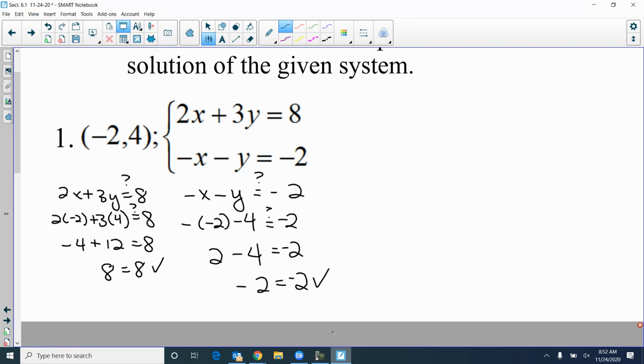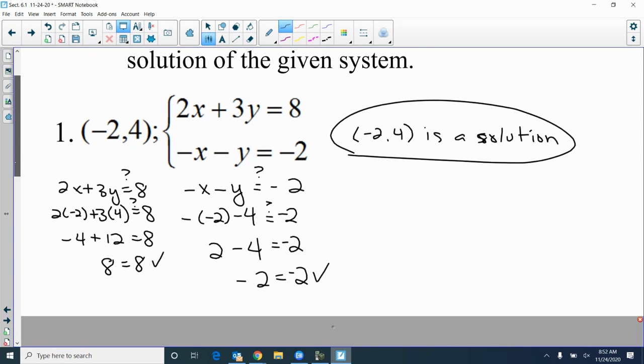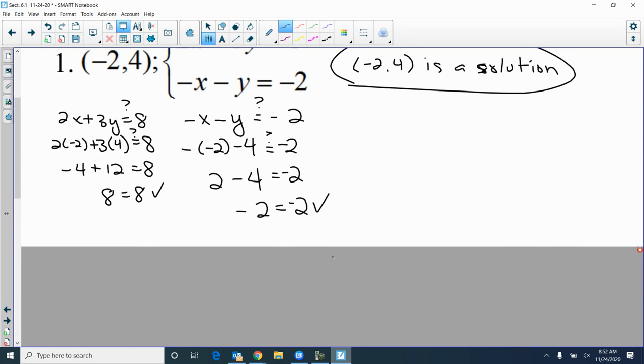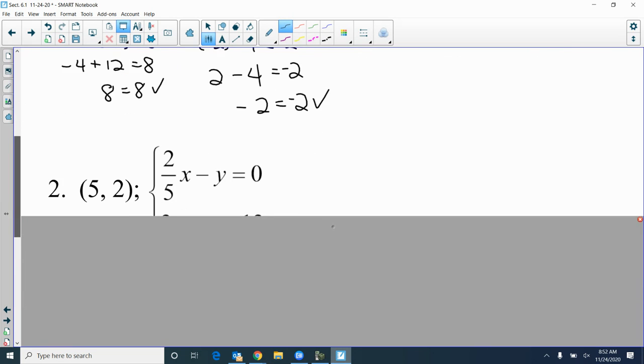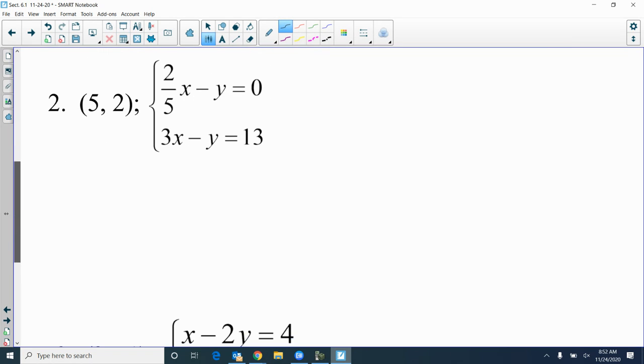So that means we are good. So that means (-2, 4) is a solution. It works for both of them. So put those steps down underneath that.